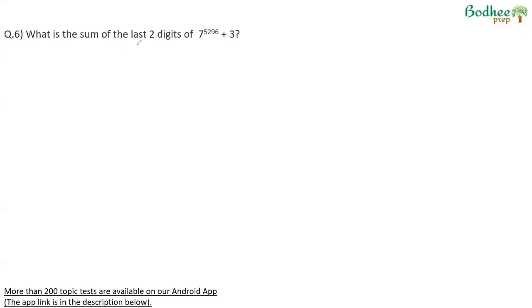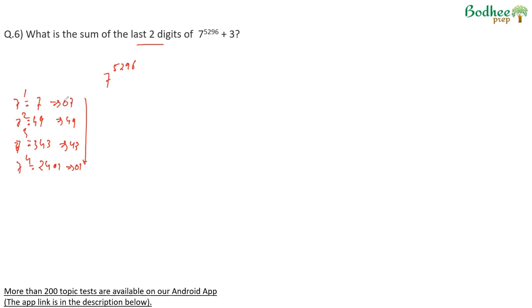What is the sum of the last 2 digits of 7 raised to power 5296? The good thing with 7 specifically is 7 squared is 49, 7 cube is 343, 7 raised to power 4 is 2401. And therefore, if you look at the last 2 digits of 7 powers, they will be 07, 49, 43, 01. And the moment we get 1, we multiply by 7, we'll get this again. Therefore, the 2-digit cyclicity for 7 is also 4.